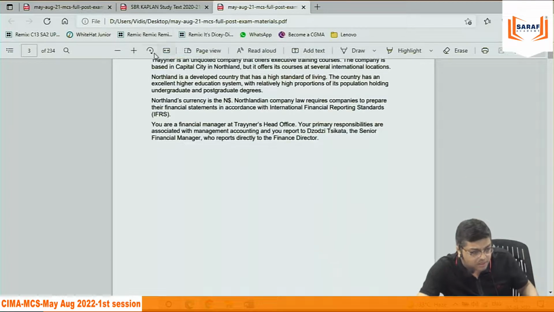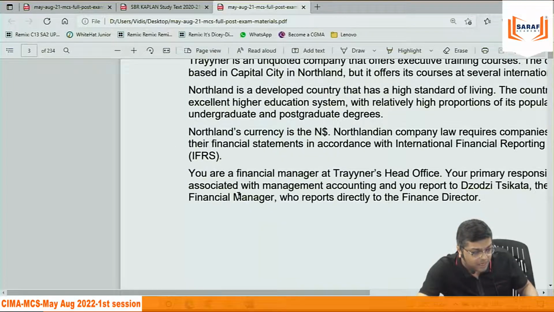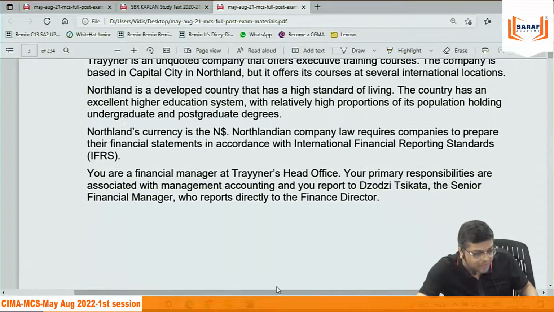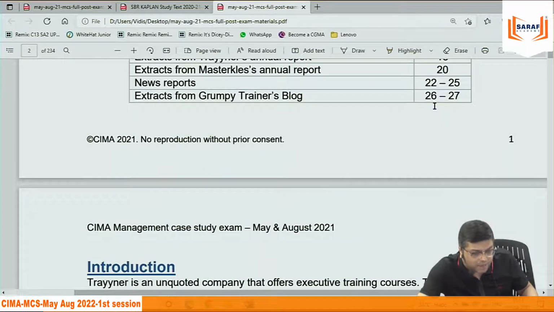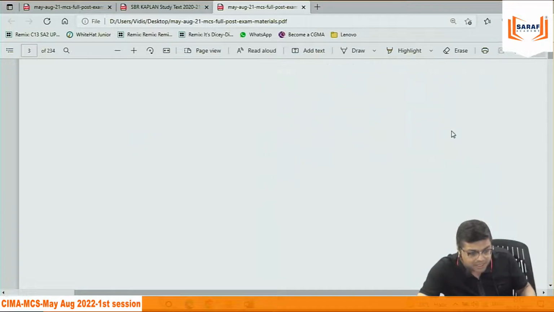They have given this, the pre-seen material of the May-August 2021 exam, which is about the trainer, the total number of pages 27. This term is a T industry.